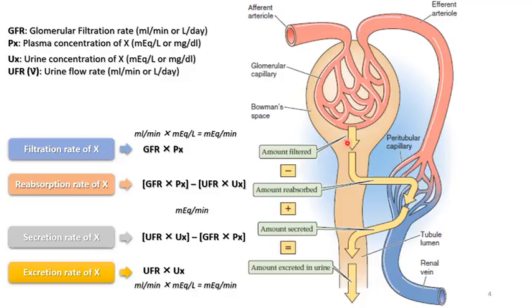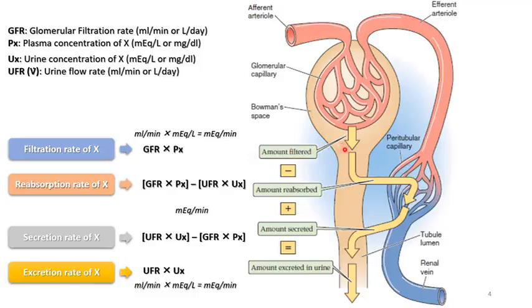What happens after filtration? For a given substance, for example substance X, the amount that is filtered can be calculated by multiplying GFR in milliliter per minute by plasma concentration of that substance, for example, for electrolyte, milliequivalent per liter. And the final unit will be milliequivalent per minute, the amount of substance that every minute is filtered through the filtration barrier into the Bowman's space.